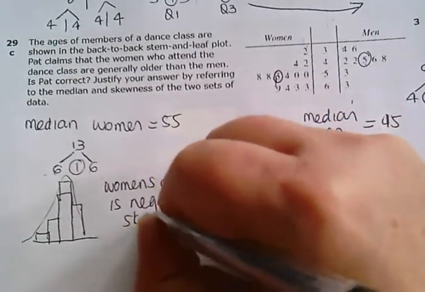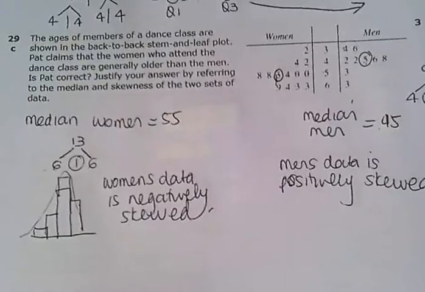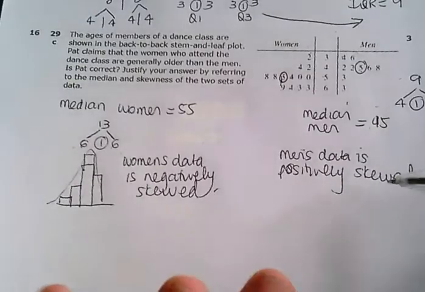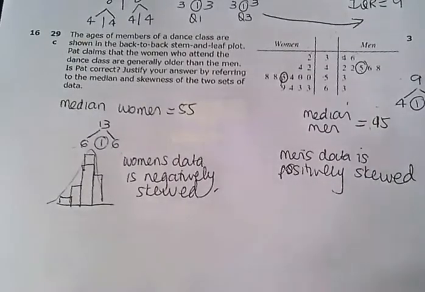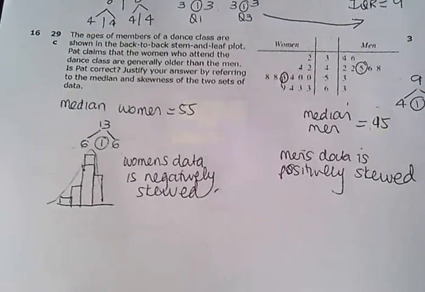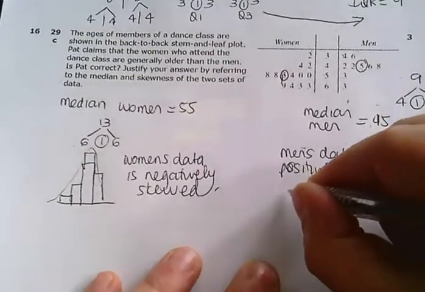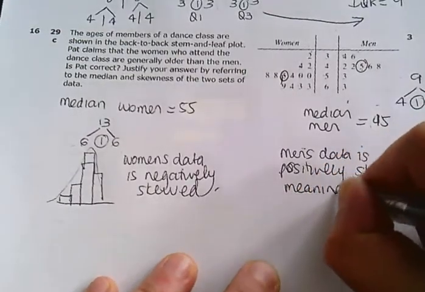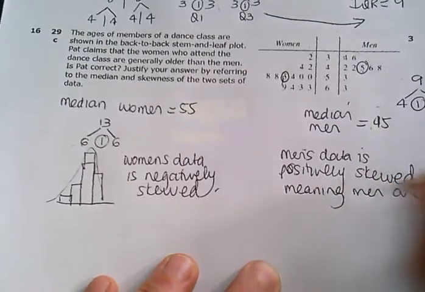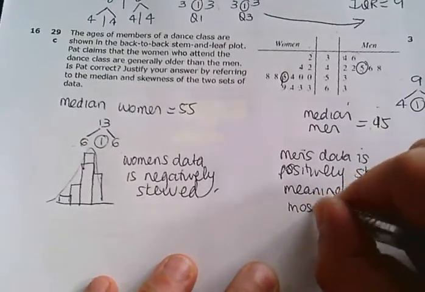That's what you said. Yeah. And then you thought you were wrong. So if the men's data is positively skewed, it means, because you're supposed to start with lower ages to higher ages, that the men tend to be younger because you would put it on a scale. So meaning that the men are mostly younger.